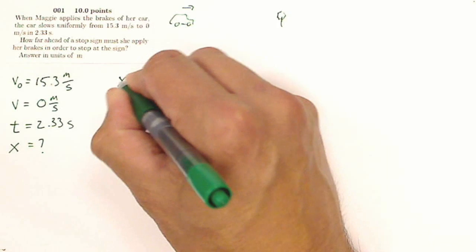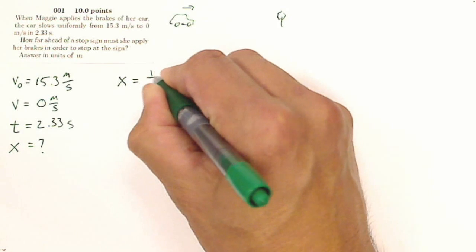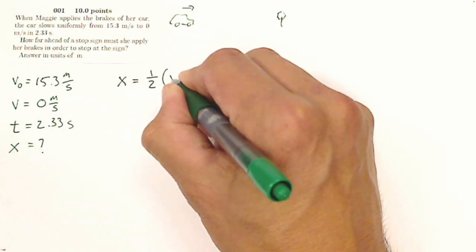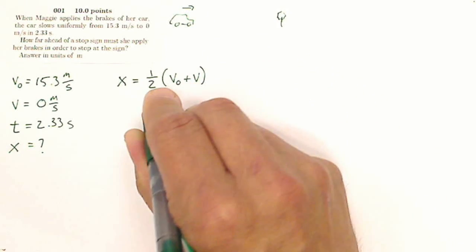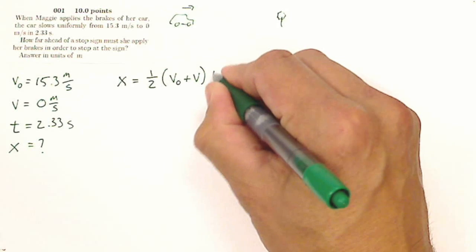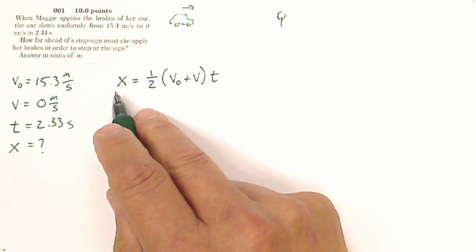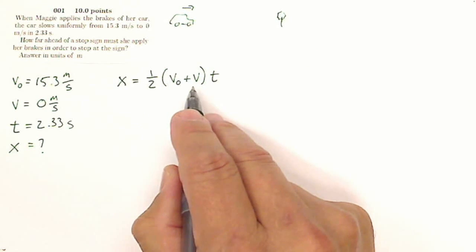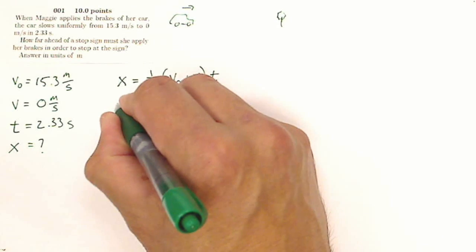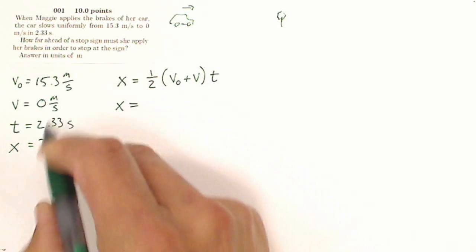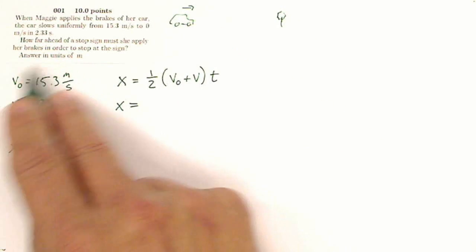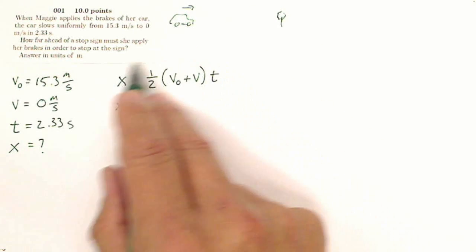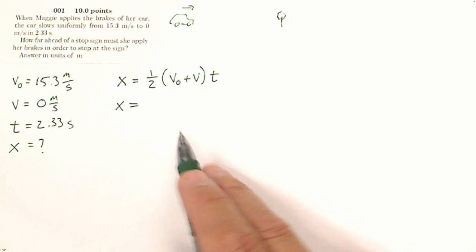That tells me that my displacement is my average velocity times time, and my average velocity is just my initial velocity plus my final velocity divided by 2. So my distance is 1/2 of v0 plus v times t. Now that I've drawn a picture if necessary, identified my variables, and decided on which equation I'm using, I can plug in numbers.